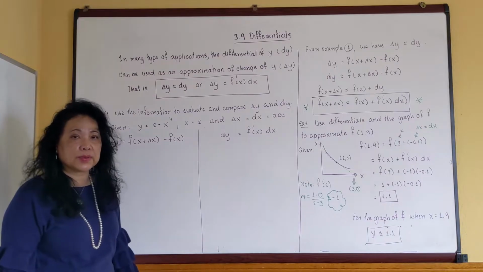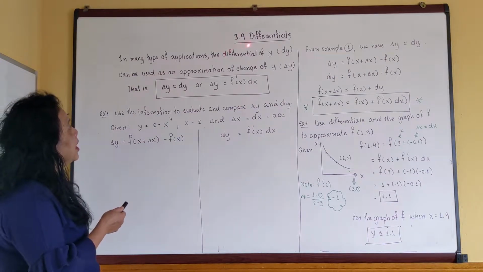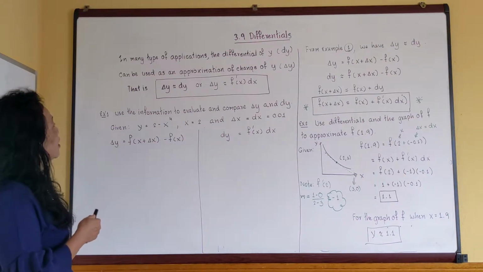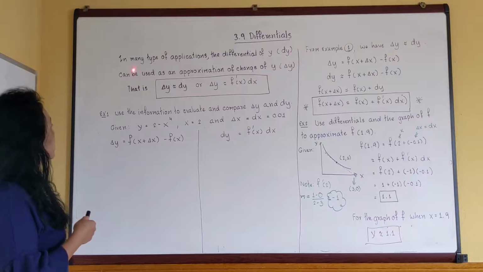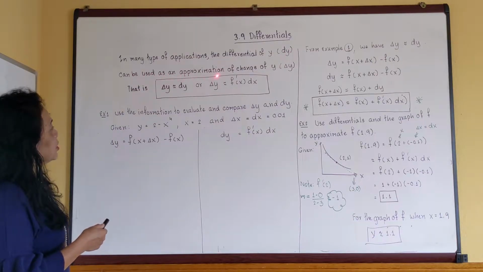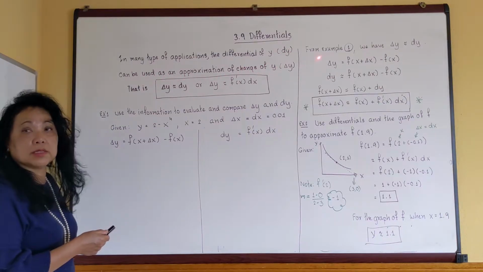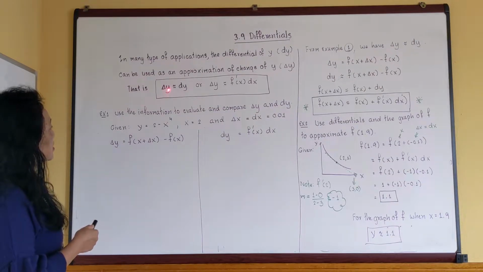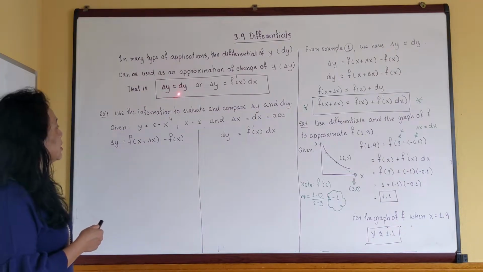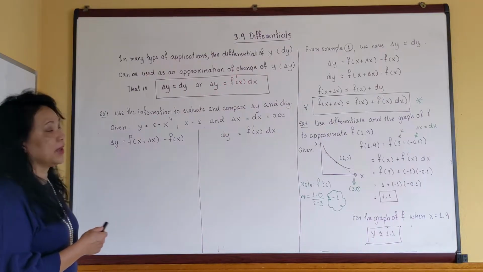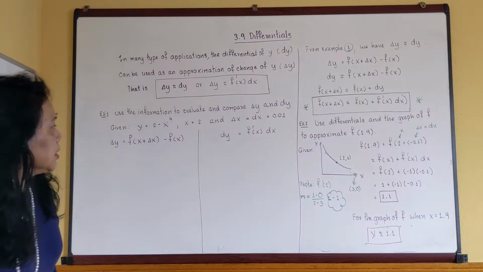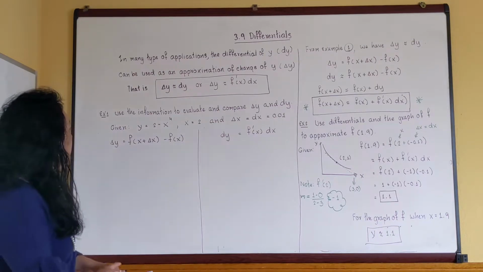Section of chapter 3. This is 3.9 differentials. In many types of applications, the differential of y, or dy, can be used as an approximation of the change of y, or delta y. That is, delta y is approximately dy, or delta y is approximately f prime of x dx. I'm going to show you by example here.